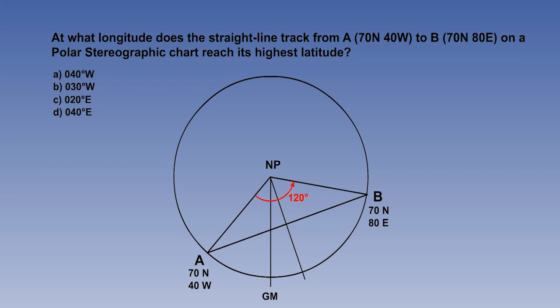If the angle from 40 west to 80 east is 120 degrees, then each half of the bisected angle at the apex must be 60 degrees. So you can either count 60 degrees eastwards from 40 west, or 60 degrees westwards from 80 east. But either way, you come up with the same answer. The highest latitude is at the mid-meridian, which is at 20 east.